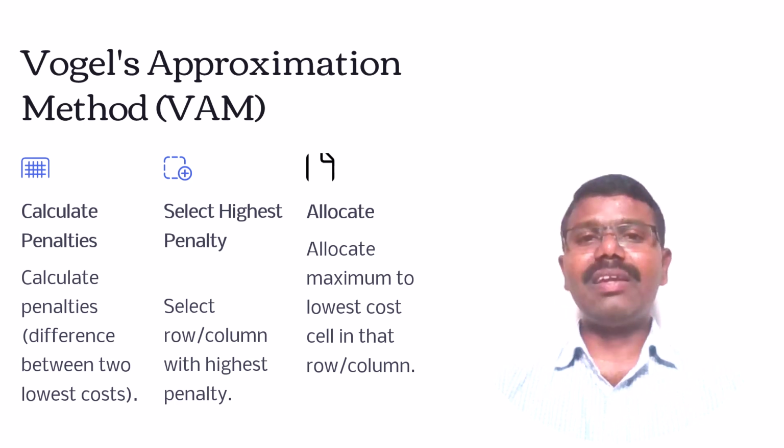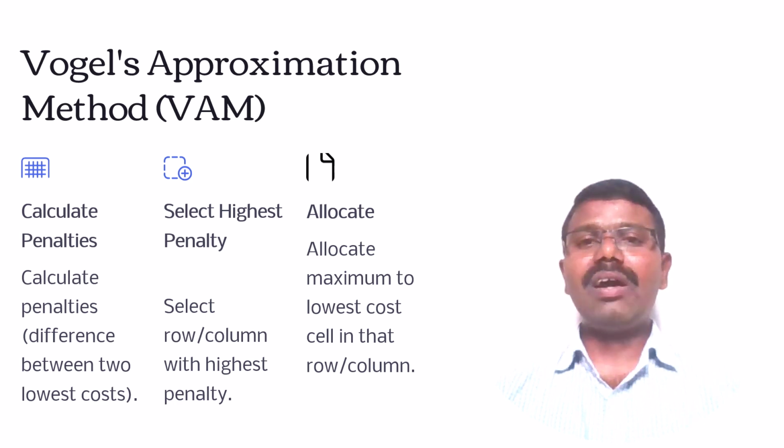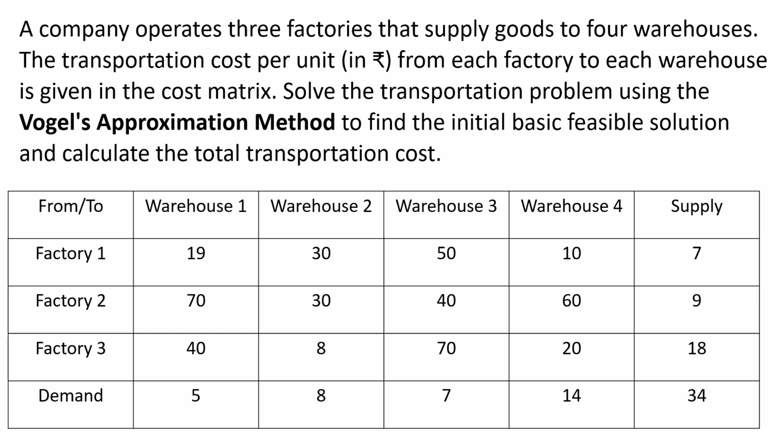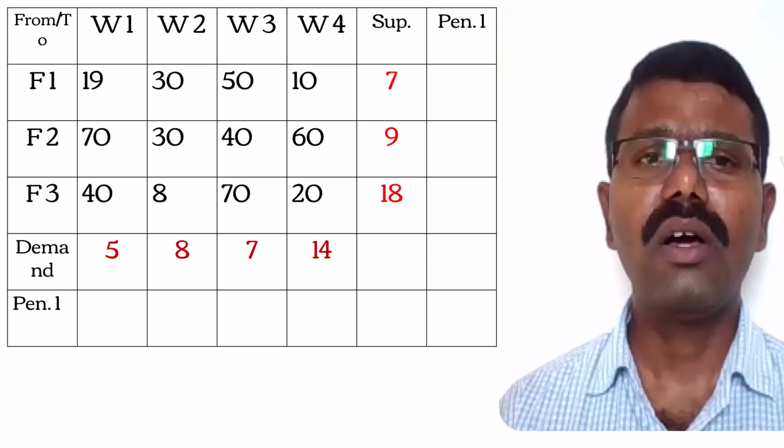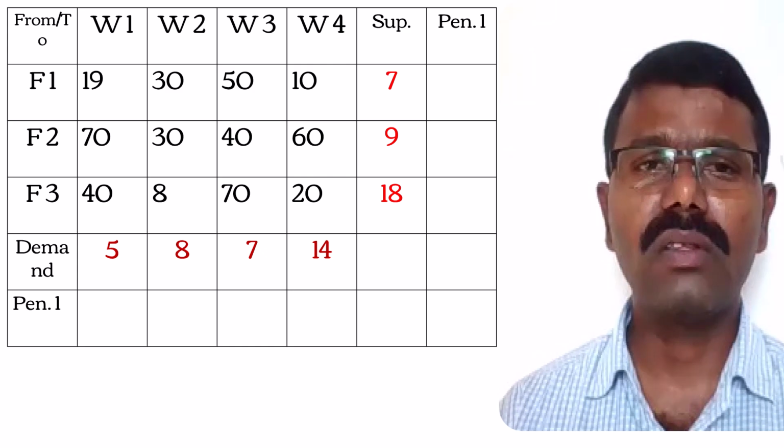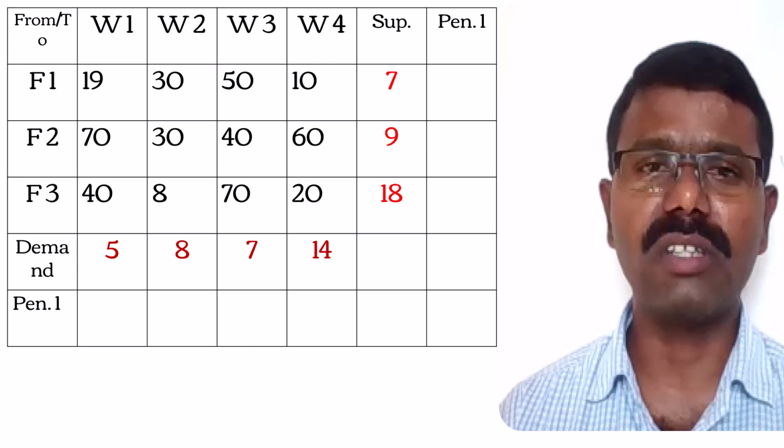After selecting that column or row, in it we will identify the least cost in the corresponding row or column. Then we will allocate to that cell. In that way, we will be allocating the units to the cells according to Vogel's approximation method. Let us try to solve this problem by Vogel's approximation method.